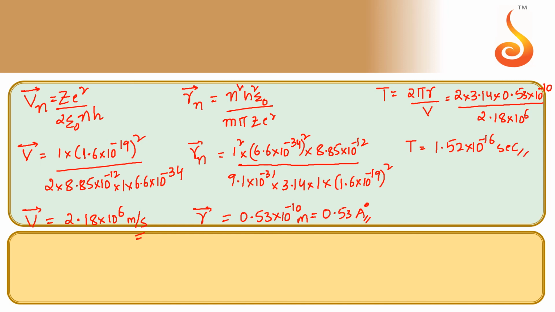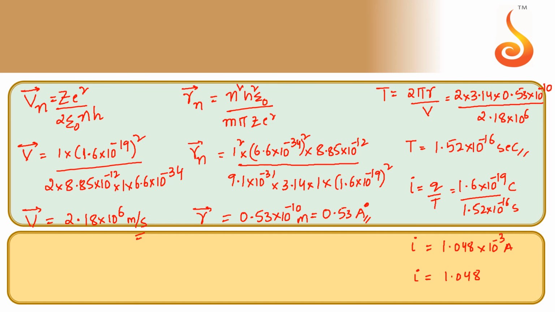And we also need to calculate the current. So current is equal to charge by time. So charge is nothing but the electron which revolves around, so 1.6 into 10 power minus 19 coulombs. But time is 1.52 into 10 power minus 16 seconds. So therefore the current we get it as 1.048 into 10 power minus 3 amps, or current is equal to 1.048 milliamps.